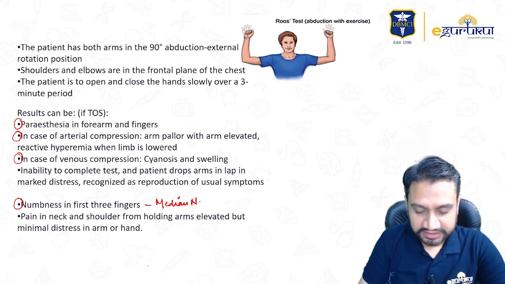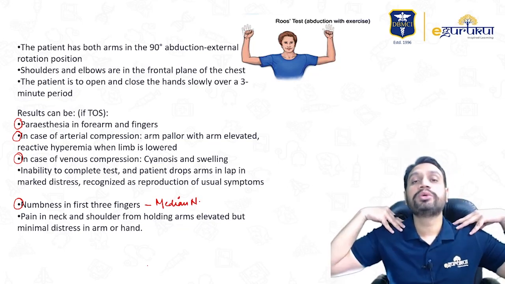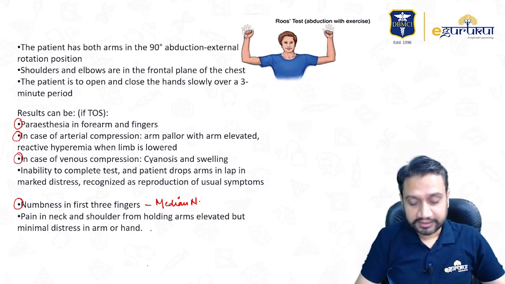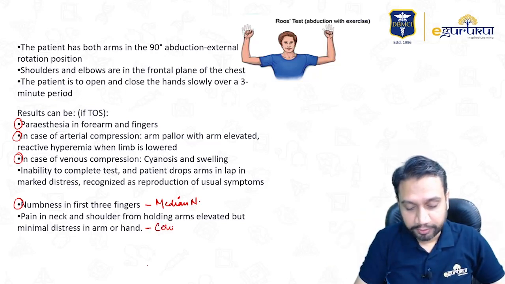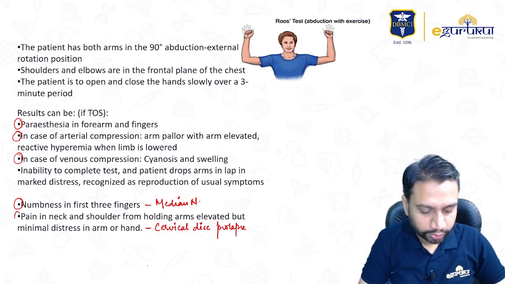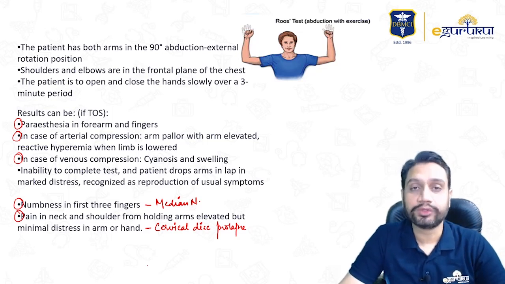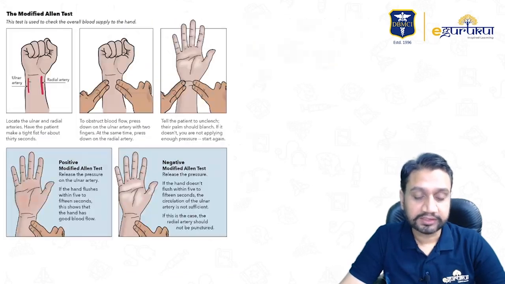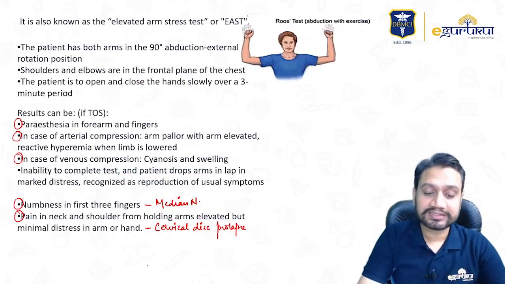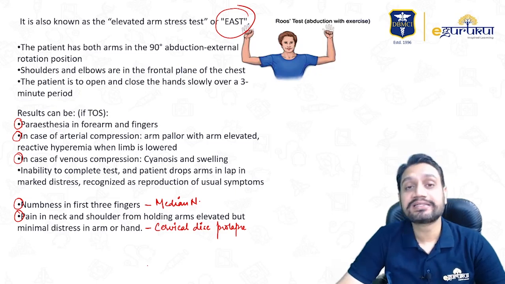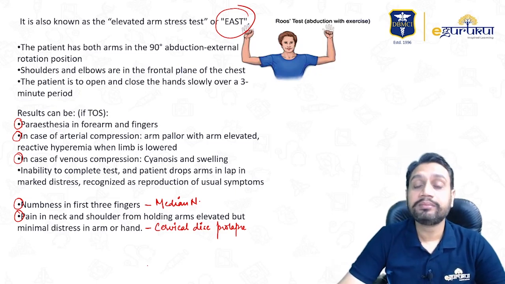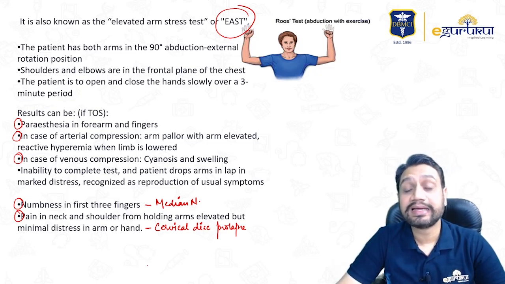Or there can be severe pain in the neck and the shoulders, which is suggestive that there might be a cervical disc prolapse. So there are multiple impressions which are possible with this particular test, which is known as the Roos test. Roos and Addison, do remember they are for thoracic outlet syndrome. This test is also known as the EAST test, the elevated arm stress test.